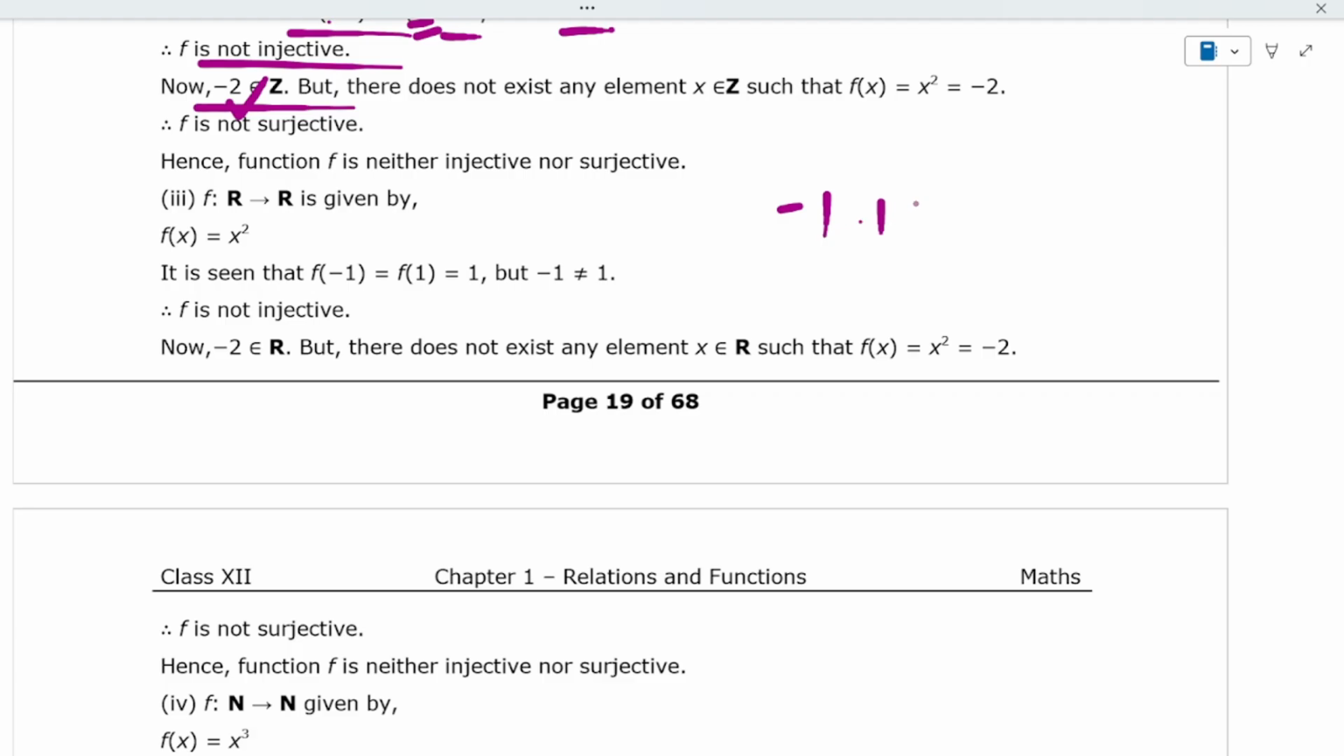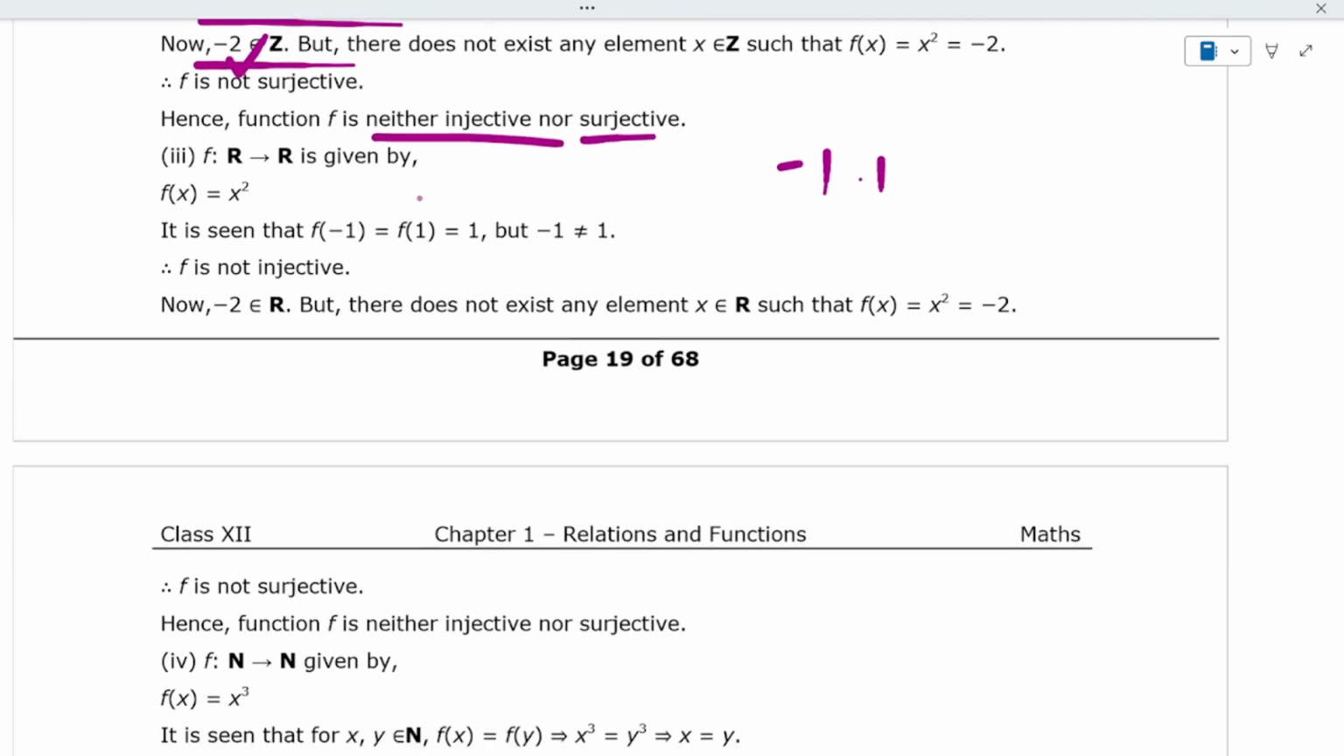Let's see what's the value of root of minus 2. That is not a valid point, so it is said that it is not surjective. Okay, it is neither surjective nor injective.